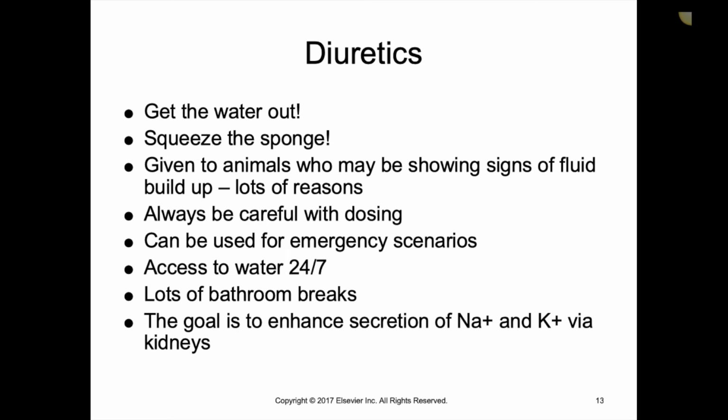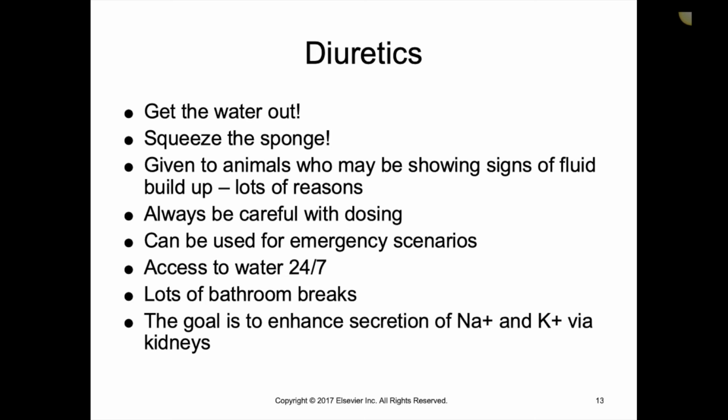So diuretics, good segue. The goal of diuretics is to get the water out, so to squeeze the sponge. They're given to animals who may be showing signs of fluid buildup, lots of reasons, quite often congestive heart failure, they go hand in hand. We always have to be careful with the dosing. They can be used for emergency scenarios, and we have to ensure that our patients have access to water 24/7, because they'll be losing a lot of water. They'll also want to be replenishing water to a point. Lots of bathroom breaks as well increases their polyuria, and the goal is to enhance secretion of sodium and potassium via the kidneys.